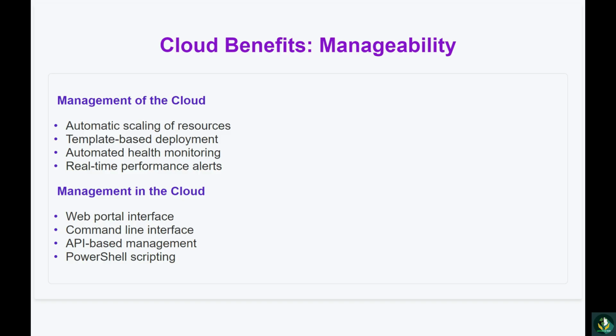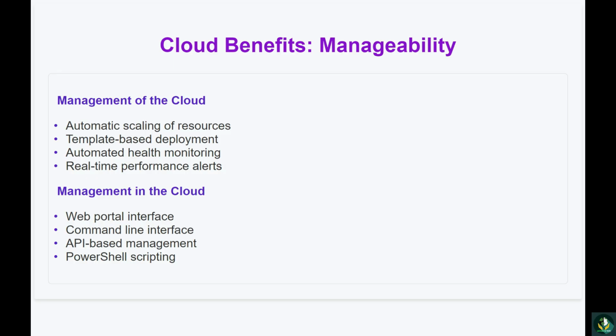Automated health monitoring. Cloud platforms continuously monitor the health of deployed resources. If a resource fails or performs poorly, the system can automatically replace or repair it. This proactive approach minimizes downtime and maintains high availability without constant manual intervention.